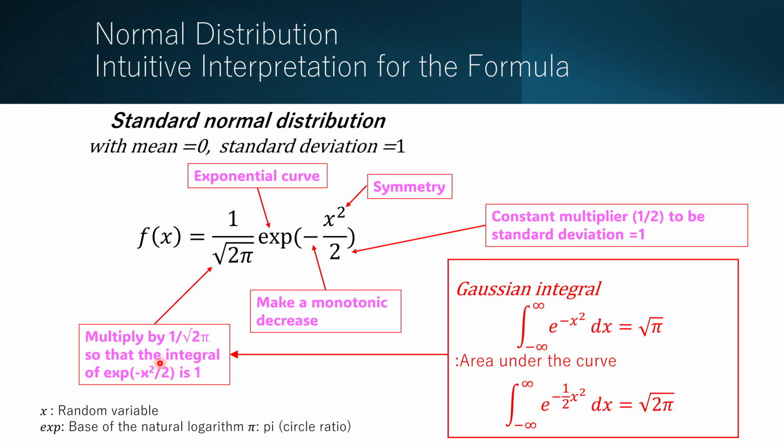Why we need to multiply by 1 divided by root 2 pi is here. This part, the Gaussian integral, has the result root 2 pi. So we need to standardize.